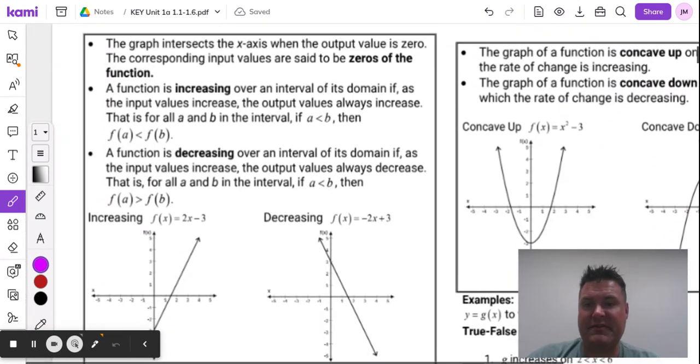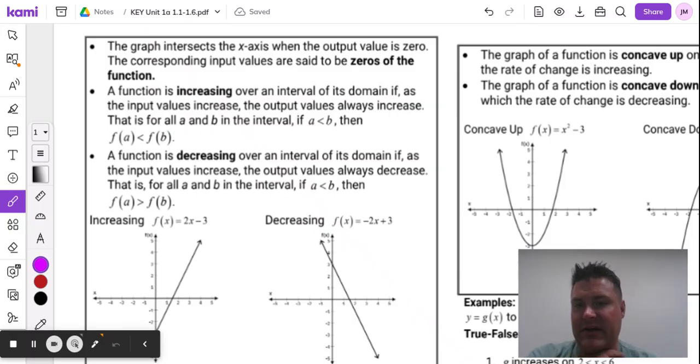A little bit of new stuff coming up here, not quite with the increasing and decreasing, but when a graph intersects the x-axis and the output value is 0, that's known to be the zeros of the function. That's just vocabulary that you should already know. The zeros of a function is when y is equal to 0.